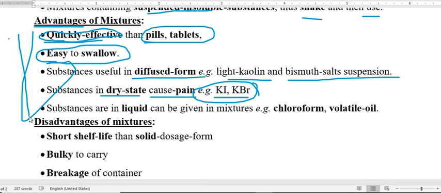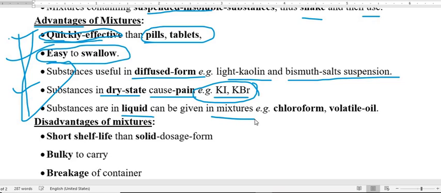Among these advantages, the efficacy as compared to the solid dosage form is important. Easy to swallow is important. Then the dry state of the substance that produces pain is important. And the last one is that if a substance is itself a liquid, you are not able to make it a solid, so you have to use it in liquid form, in the mixture, because a mixture is itself a liquid.